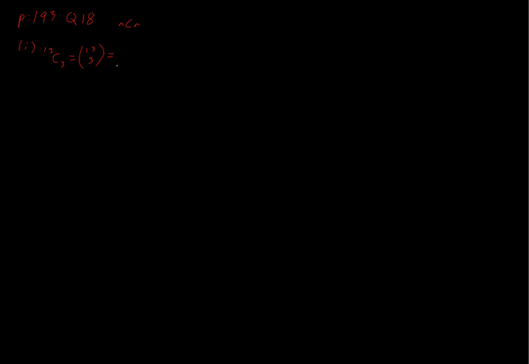Now, if we do that out, or we could sub into our formula that we know for choosing or combinations as well, either way we are going to get 286. So there are 286 ways of choosing 3 clubs from a total of 13 clubs.